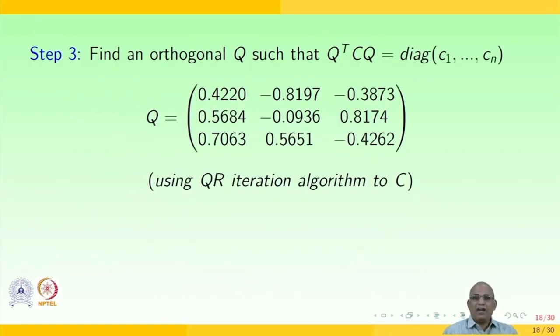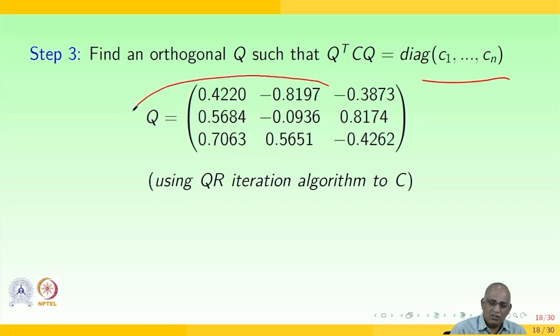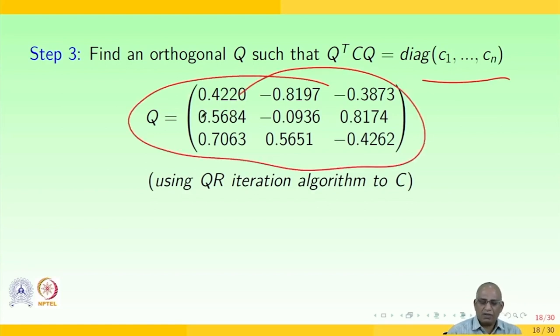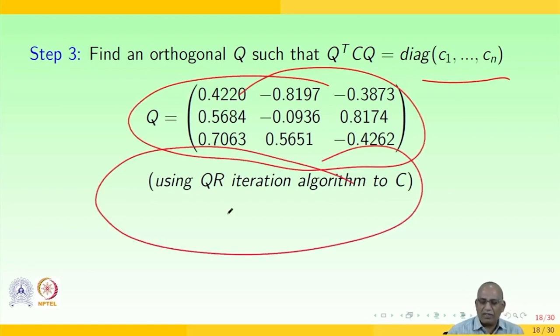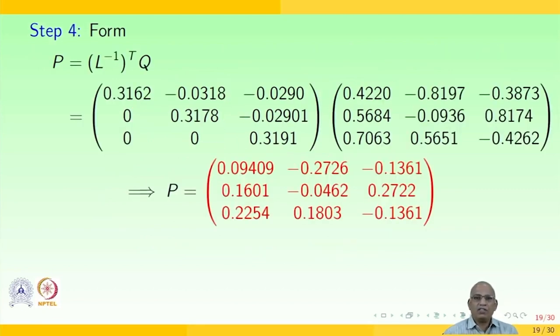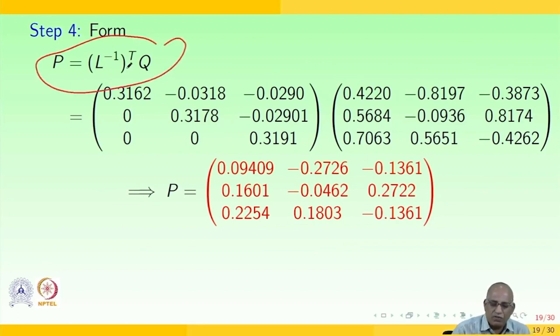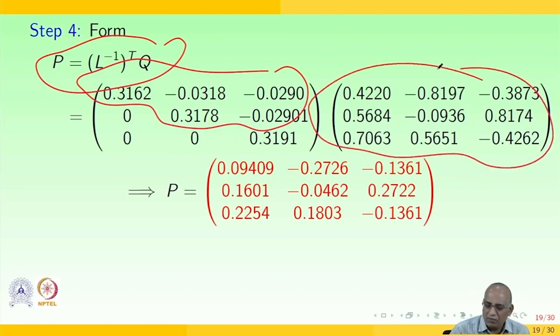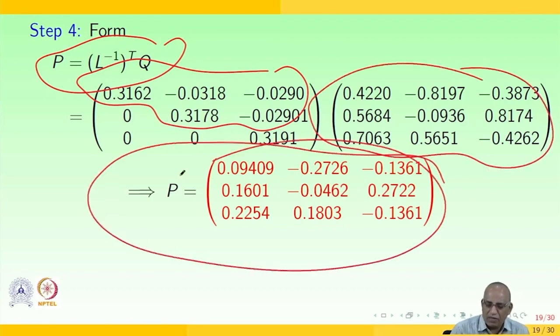And step 3, find an orthogonal Q such that Q transpose CQ is equal to diagonal of C1, C2, C3, ..., Cn. So this is the matrix you get, using QR iteration on C. Step 4 is form P is equal to L inverse transpose Q. So this is the matrix you get, and this is the one which you multiply, so ultimately you get this matrix.